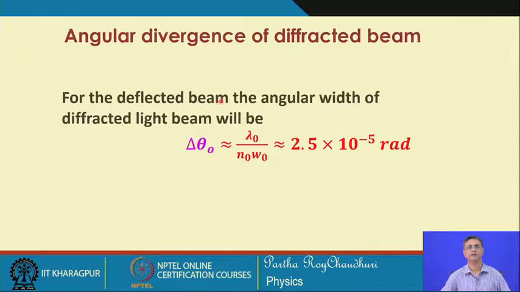And for the deflected beam, the angular width of the diffracted light will be this. So, this is the number that one has to keep in mind, that this is again a very small optical beam divergence, and that is why you get a beautiful number.